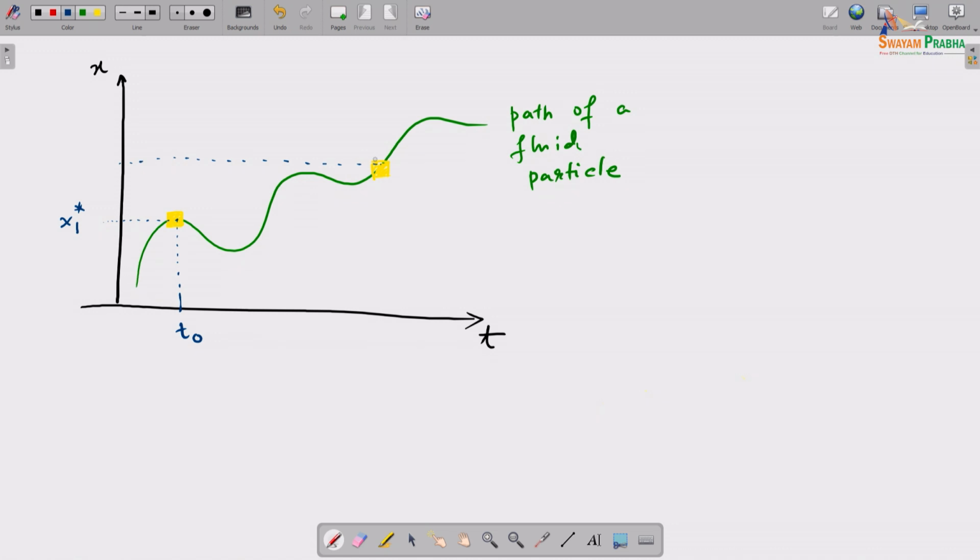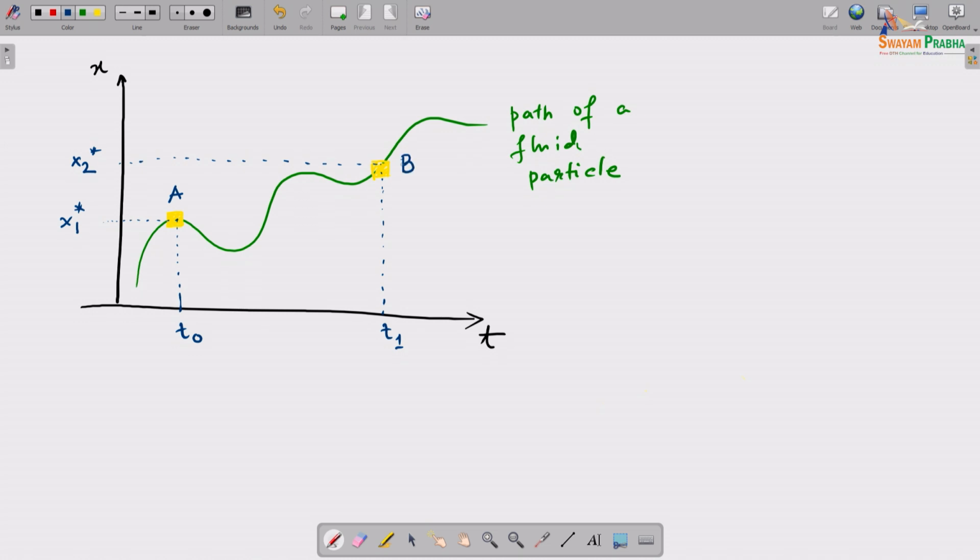Similarly, this location, sorry, that should be a straight line, is x2 star, and this is time t1. So, we have something like this. Let us also label this location as A and this location as B.